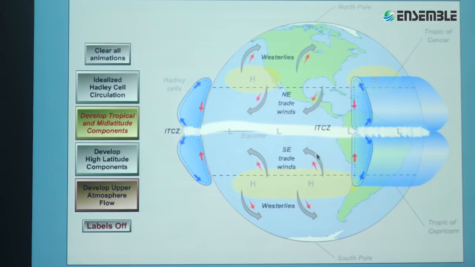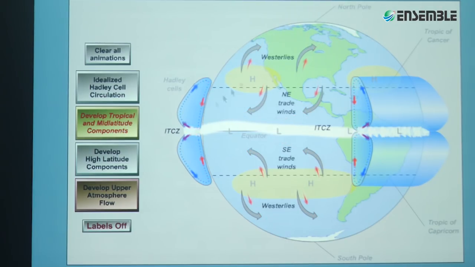And these winds have turned towards their right because of the Coriolis force. They have also turned towards their right because of the Coriolis force. And in the southern hemisphere, they have turned towards the left because of the Coriolis force. That is going to be the tropical and middle latitude components.